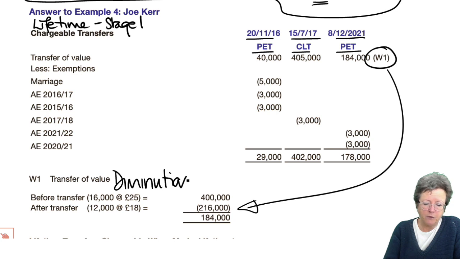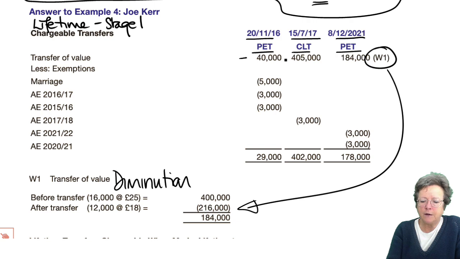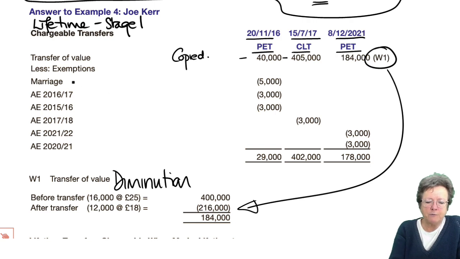What did he have before? He had 16,000 shares at £25 each, because that's what it says in the question. And afterwards, he had 12,000 shares at £18 each. So that's the transfer of value calculation that we've done. These two figures here have been copied from the question. Exemptions, a marriage exemption, an annual exemption for the current year and the previous year. Reducing the PET down to 29,000.